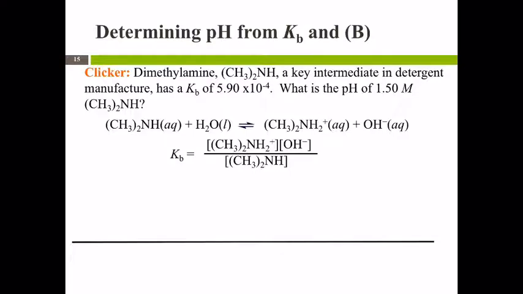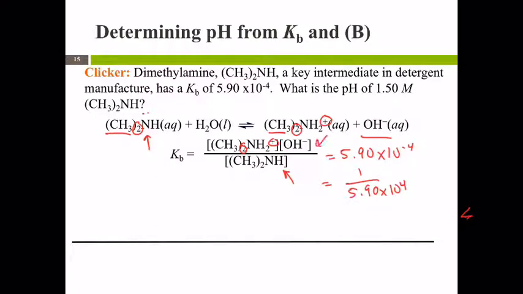The concentration of dimethylammonium, so we're calling it dimethyl because there are 2 CH3 groups. Ammonium means it's a positively charged nitrogen, right? So dimethylammonium times the concentration of hydroxide, all divided by the concentration of dimethylamine. Amine is a nitrogen with a lone pair without positive charge. Alright, so then this value is 5.90 times 10 to the negative fourth, which is the same thing as 1 over 5.90 times 10 to the fourth, meaning we have about 60,000 times more reactants than we do products.